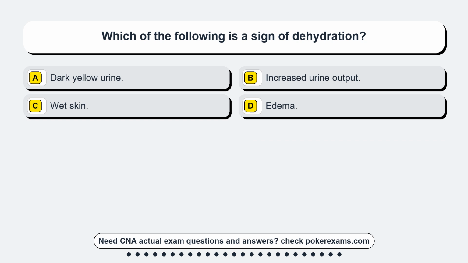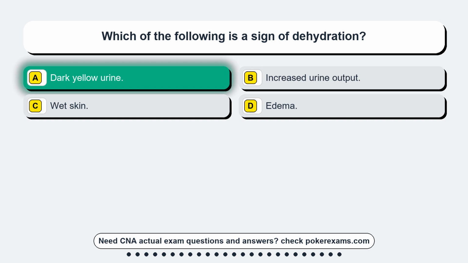Question 22. Which of the following is a sign of dehydration? Option A. Dark yellow urine. Option B. Increased urine output. Option C. Wet skin. Option D. Edema. The correct answer is option A. Dark yellow urine.